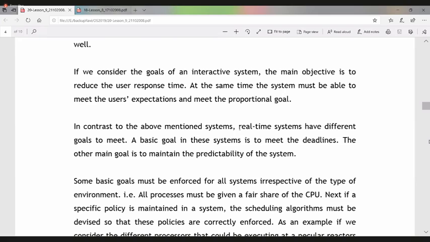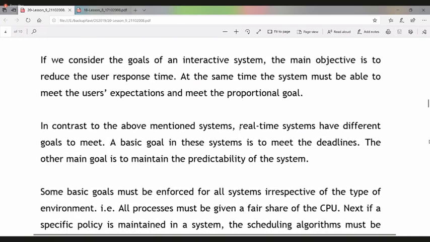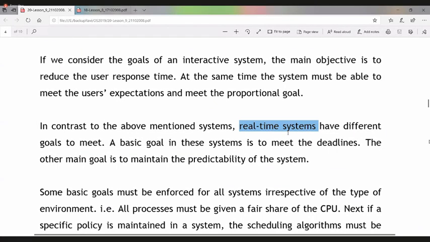Then the third one, real-time systems. Okay, they have different goals to meet. So what are the goals? The basic goal in these systems is to meet the deadlines. Real-time means there are deadlines. After the deadline, there is no point in having results. Like an airplane simulator, you must meet the deadline. Otherwise, there will be a plane crash.